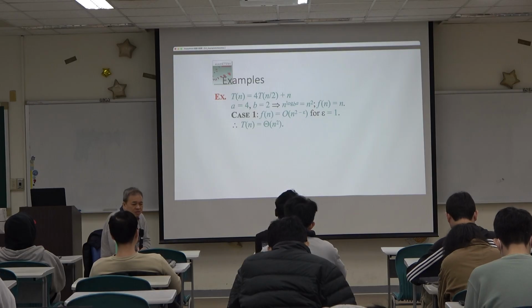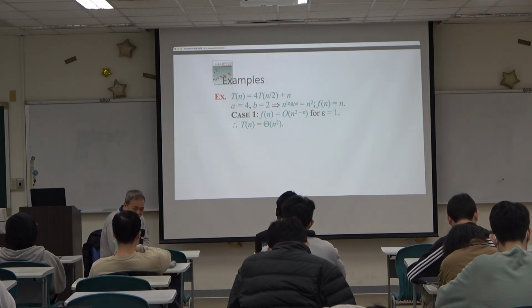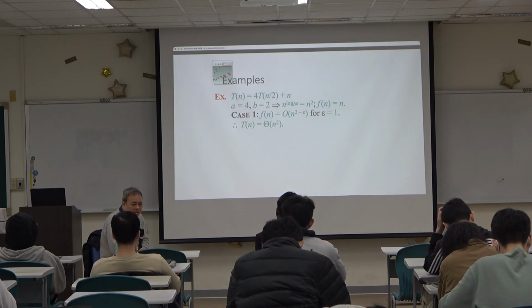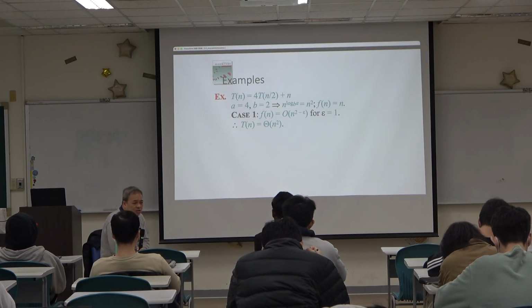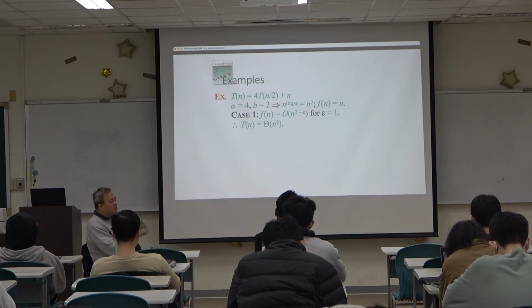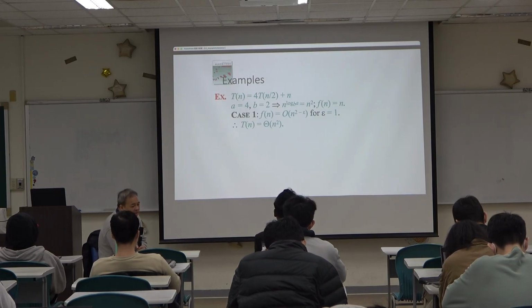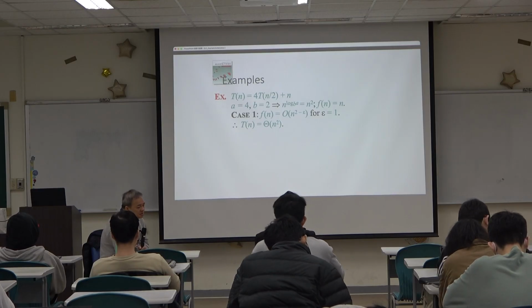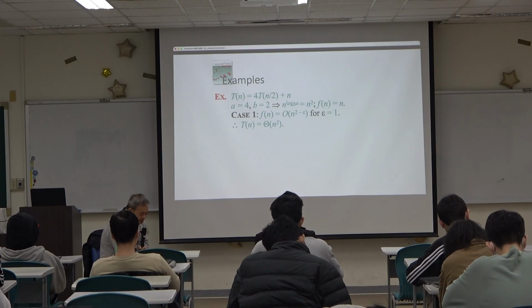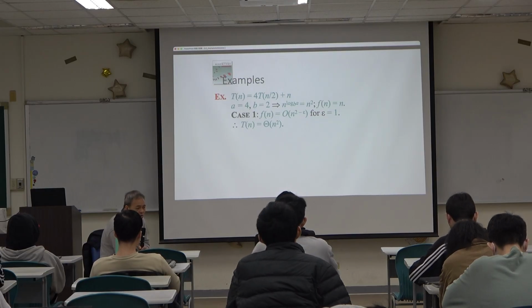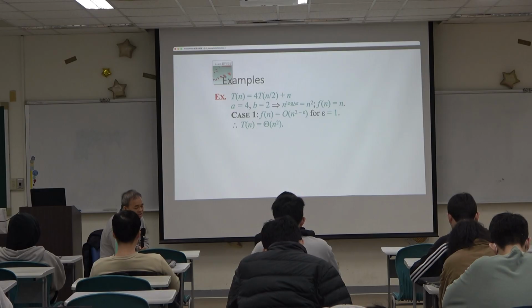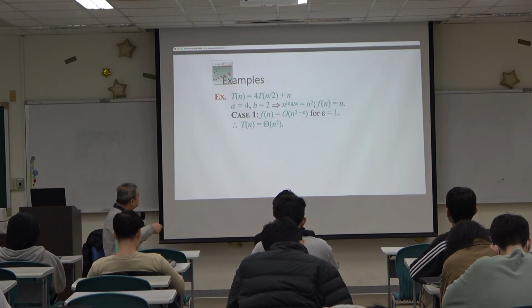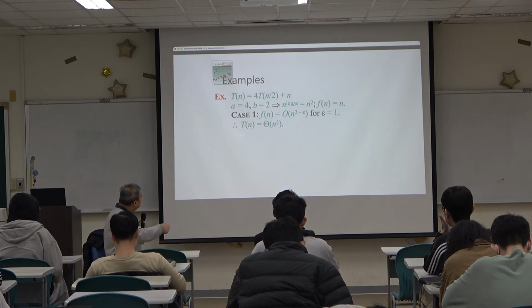Why? Because the master theorem has been proved. Other people have done that, so you don't need to prove the master theorem again. You could, and I highly encourage you to do that, but we will not talk about the proof of the master theorem in class. I will give you the intuition of the master theorem by the recursion tree later. So this is the first example.